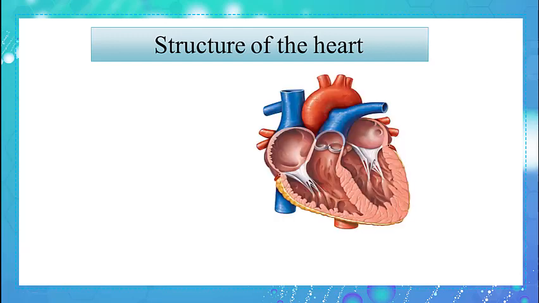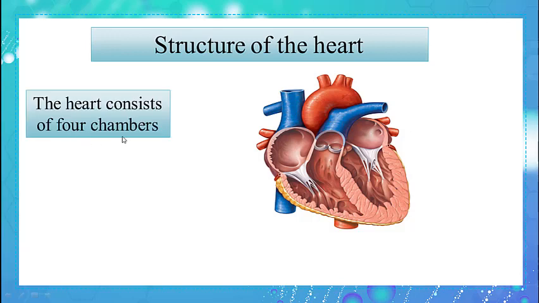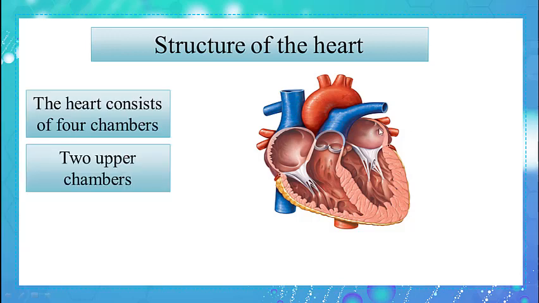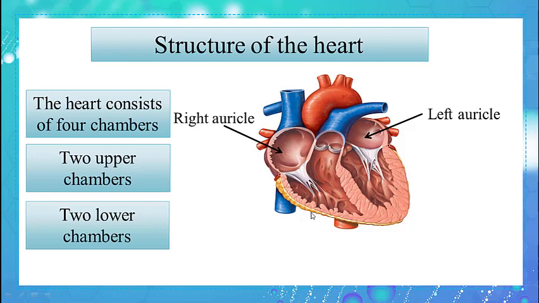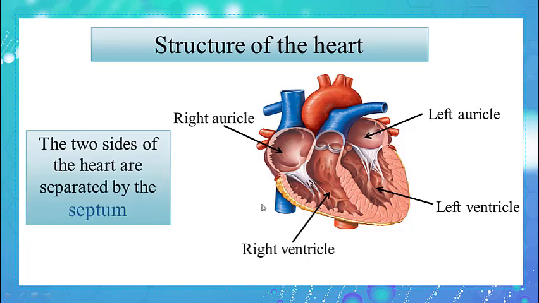We pass now to the structure of the heart in order to study the main parts of the heart. You should know that the heart consists of 4 chambers, 2 upper chambers called auricles. This is the right auricle and the left auricle. 2 lower chambers called ventricles, the right ventricle and the left ventricle. The 2 sides of the heart are separated by the septum.